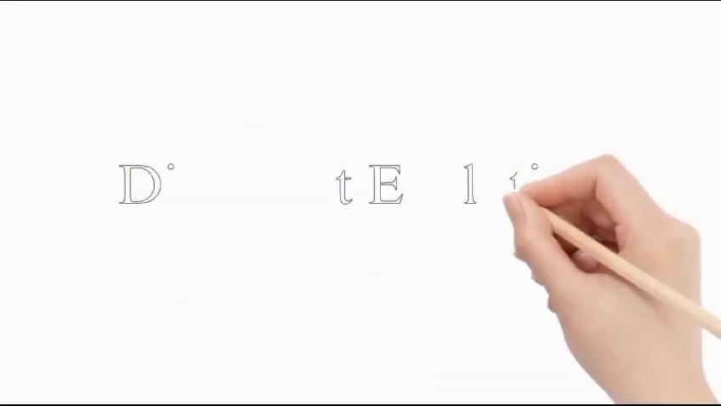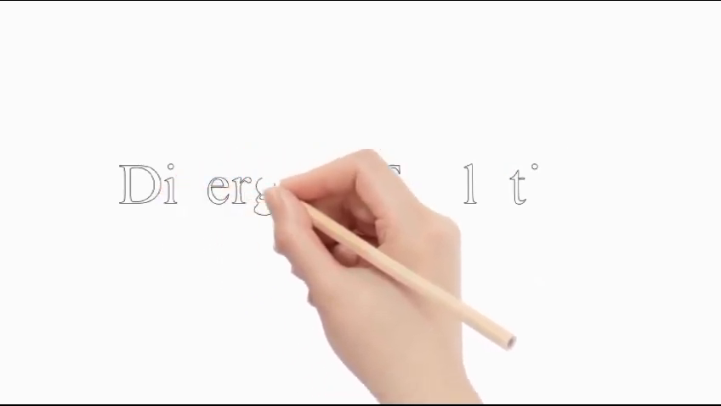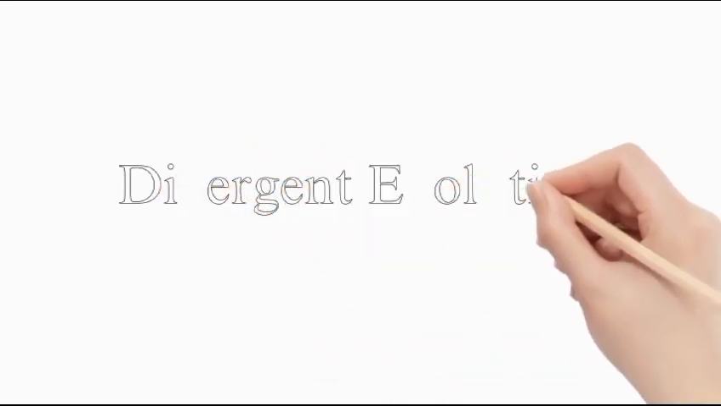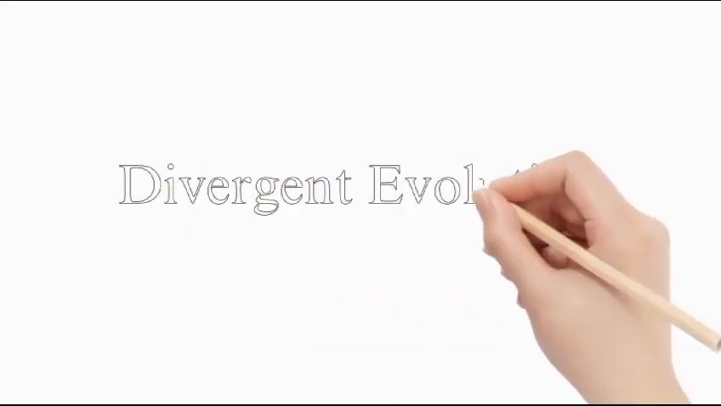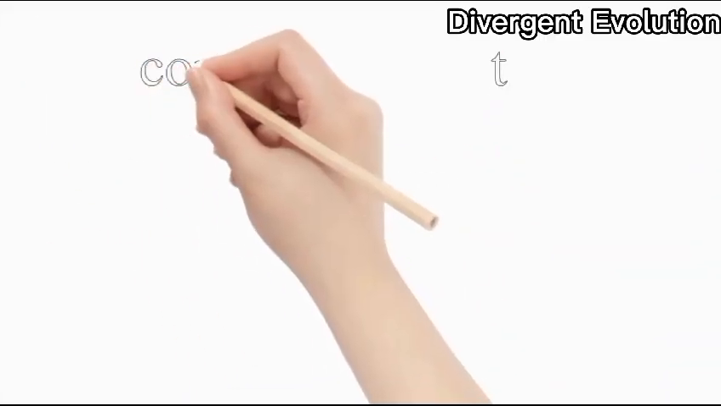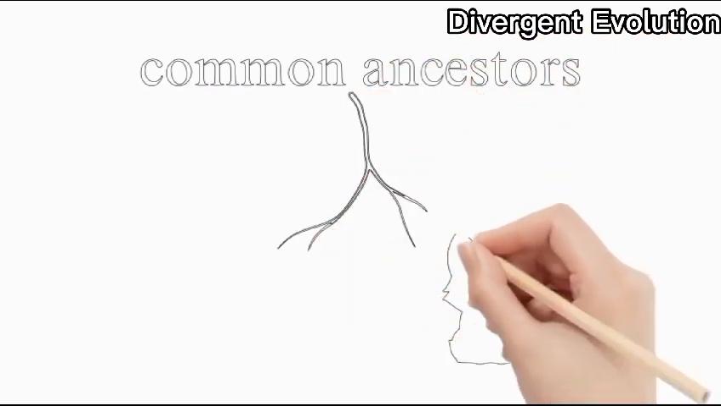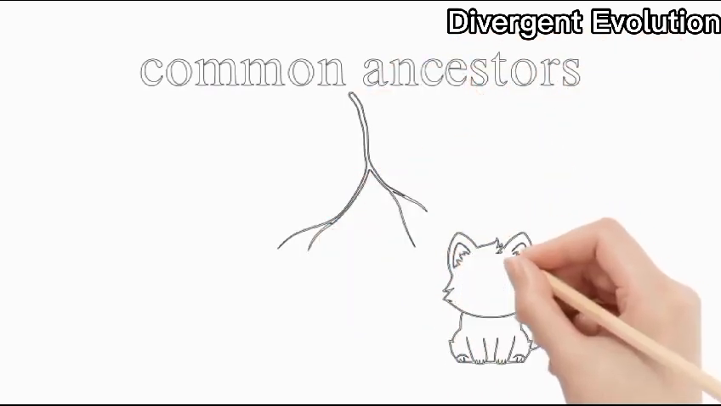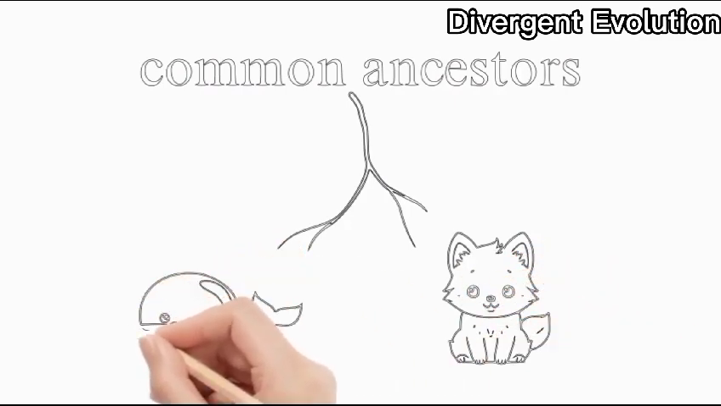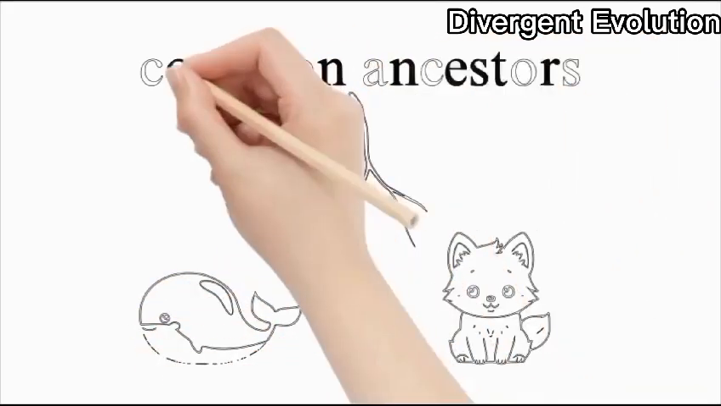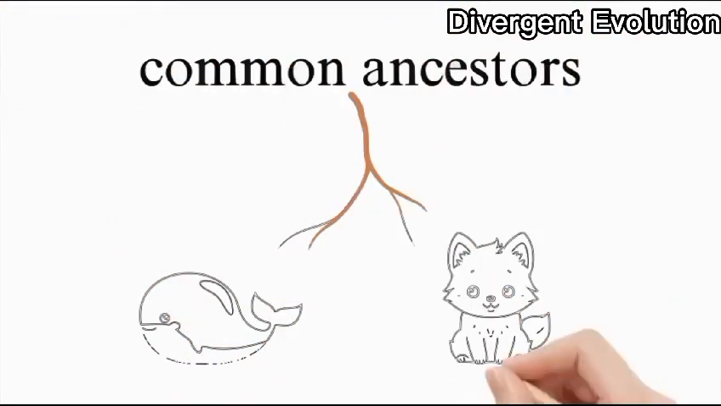Let's start with divergent evolution first. Divergent evolution occurs when related species adapt to different environments, leading to unique traits. It occurs when two or more related species become geographically isolated and undergo genetic drift and mutation, which leads to the accumulation of genetic differences over time.